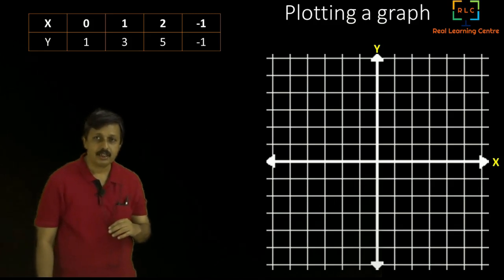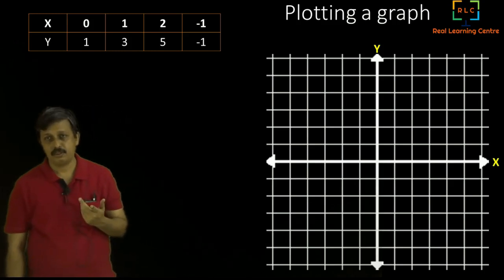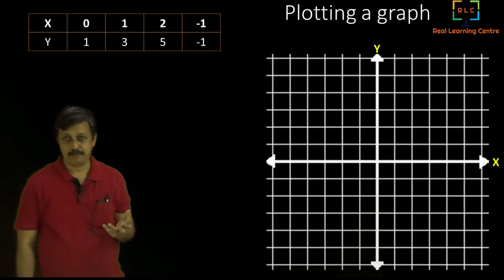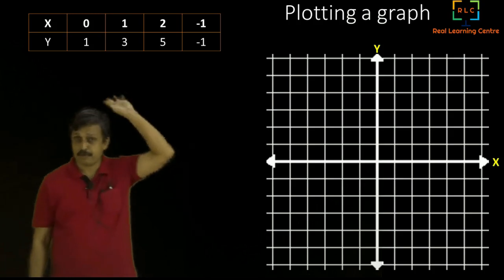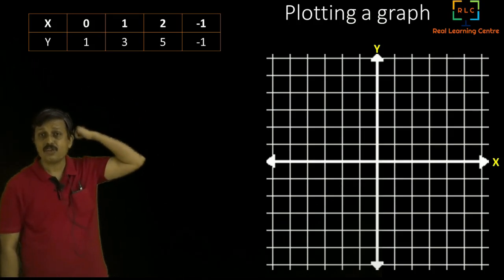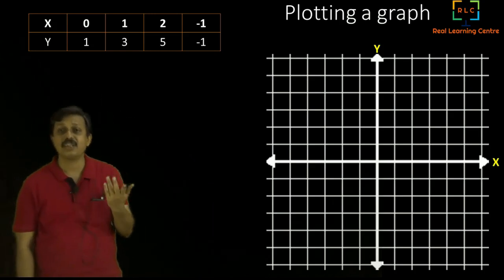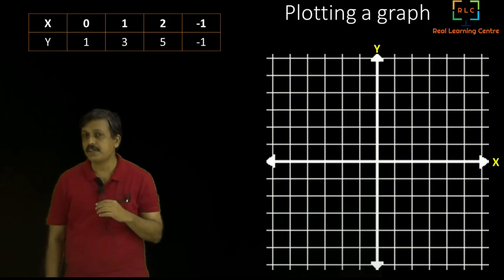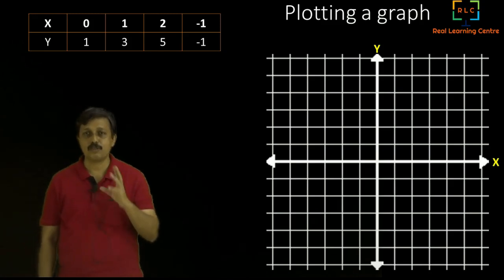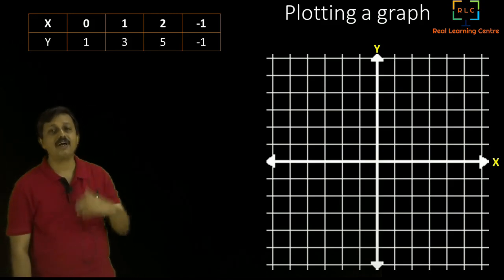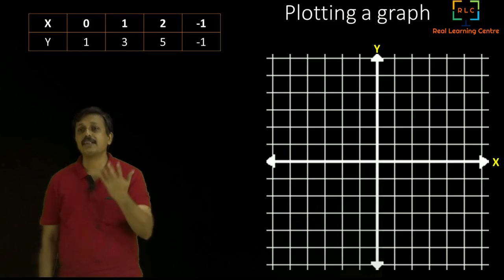What I have here is a tabular column which talks about x and y values. They are not just random. Given a set of x values, what are the corresponding y values? That is what I am talking about. That means if x is equal to 0, y happens to be 1, and if x is equal to 1, y happens to be 3, like that. Now, given such a set of pairs of x and y, 0, 1 is one pair, 1, 3 is another pair, 2, 5 is another pair, minus 1 is another pair. So how do we actually plot them on the graph?